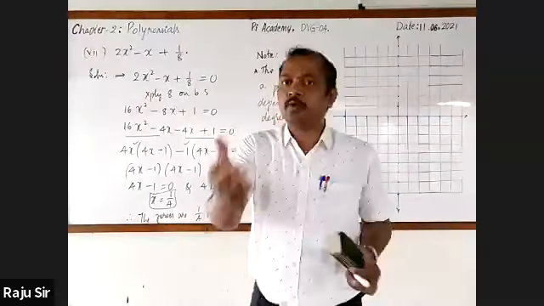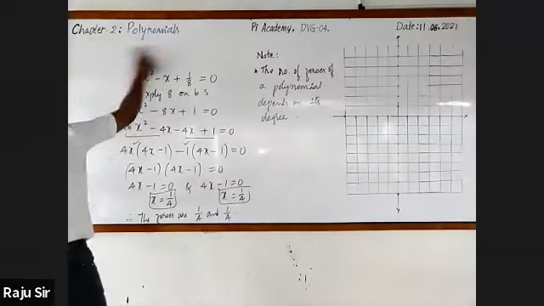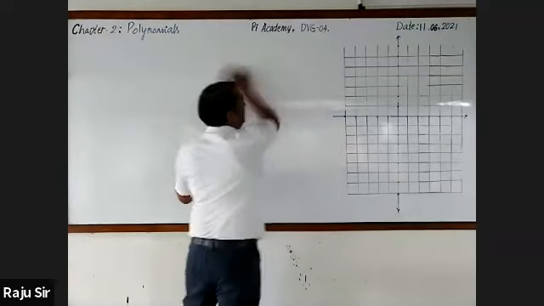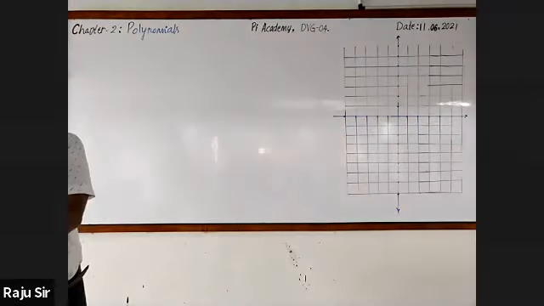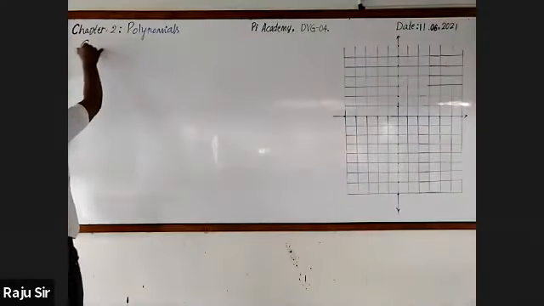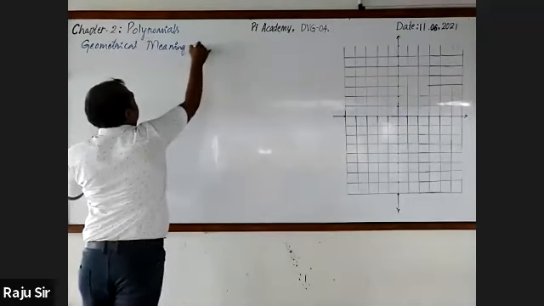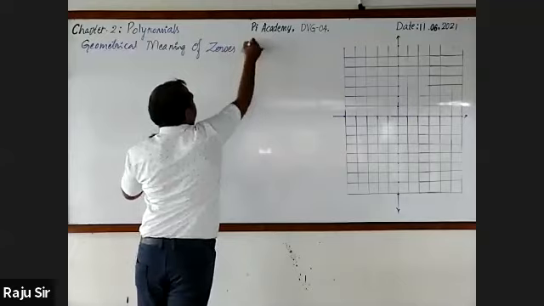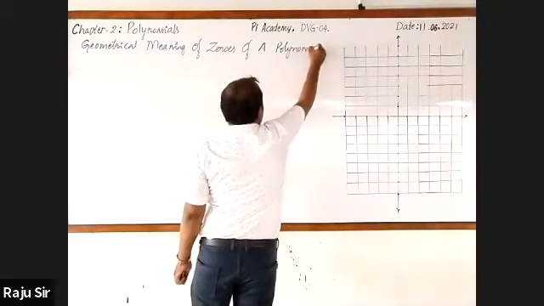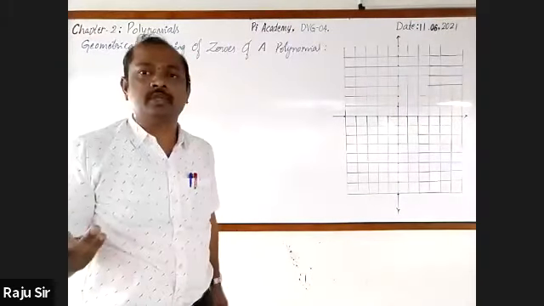Write down the side heading: geometrical meaning of zeros of a polynomial. You may use the graph notebook. If you have a graph notebook, it's okay. Or else you may use a sheet as well.